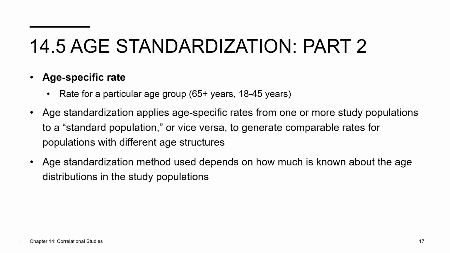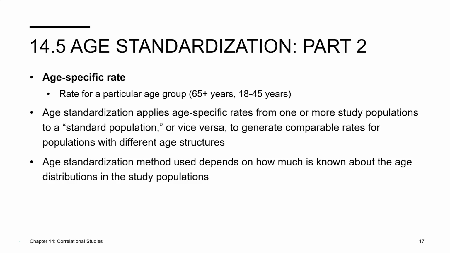So this can be done by calculating an age-specific rate. This is a rate that's particular for an age group, say 65 and older, or ages 18 to 45 years. Age standardization applies age-specific rates from one or more study populations to a standard population, or vice versa, to generate comparable rates for populations with different age structures. So an age standardization method, it really depends on how much is known about the age distribution in the study population before using this.